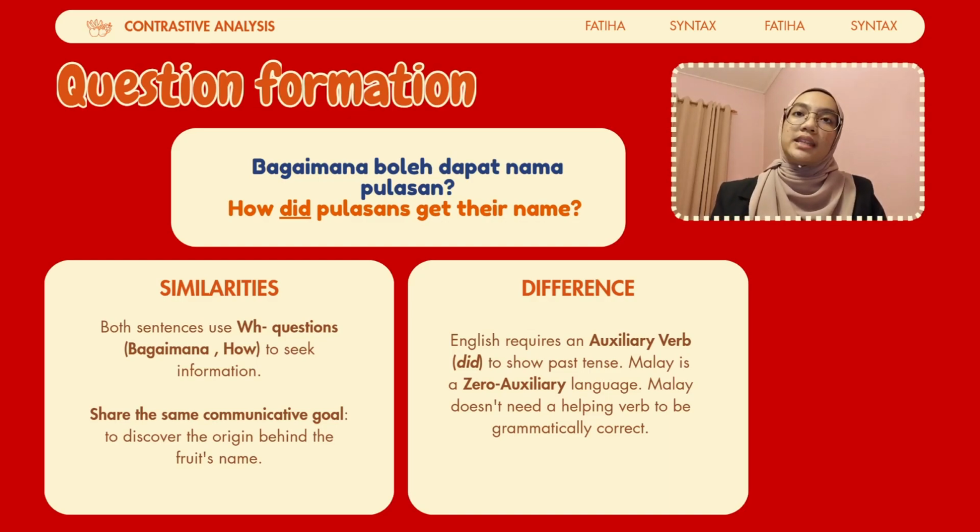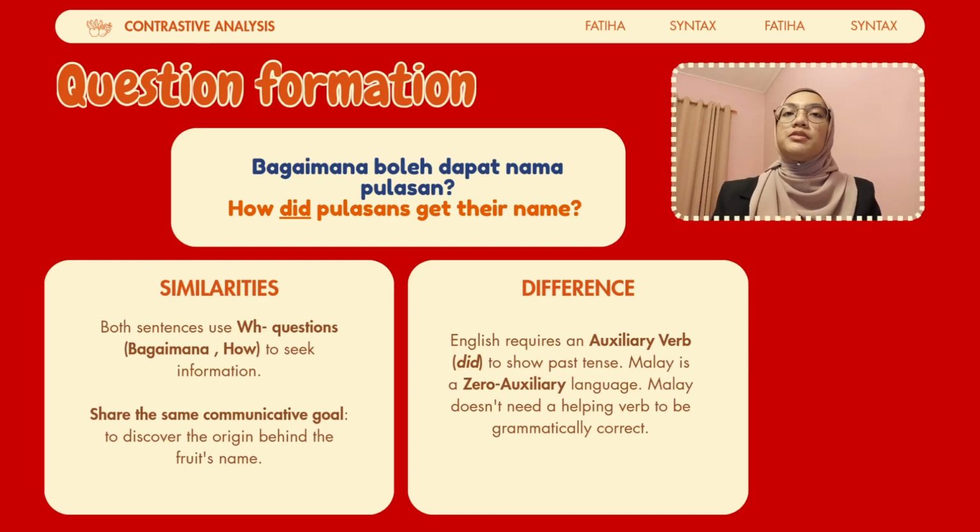However, if we look at the Malay syntax, the structure is completely different because Malay is a zero auxiliary language. So Malay grammar does not require a helping verb to make an interrogative sentence grammatically correct. The question moves directly from the interrogative word, which is bagaimana, straight into the main verb, which is boleh dapat. So the sentence remains grammatically correct even without the helping verb.